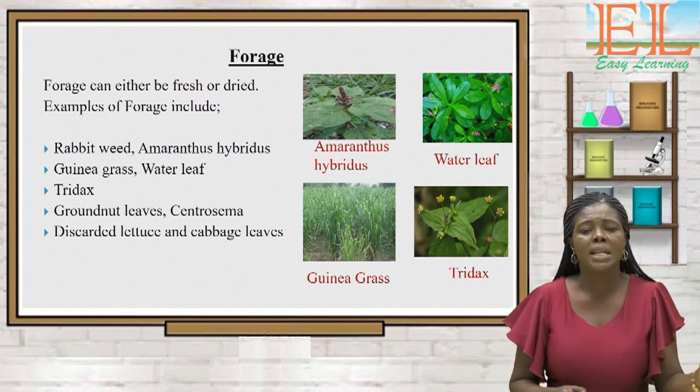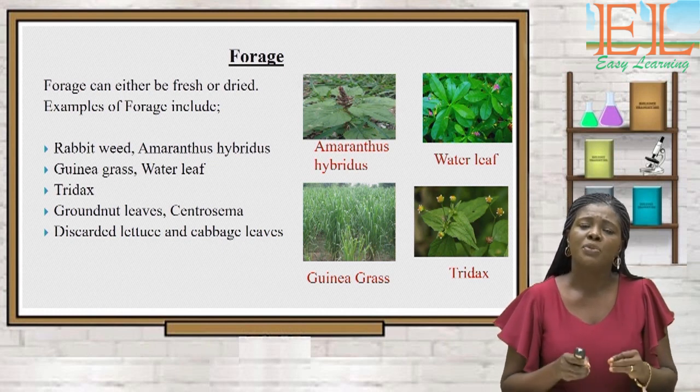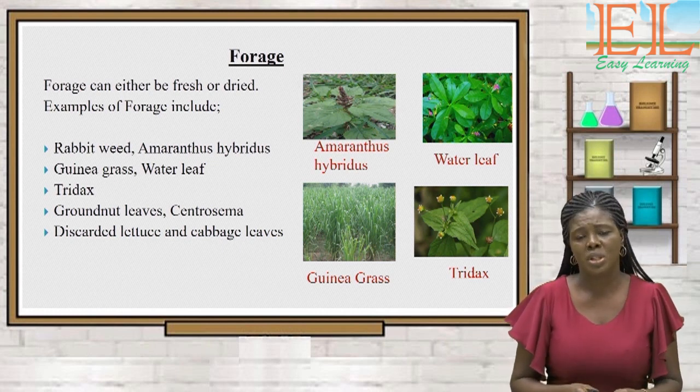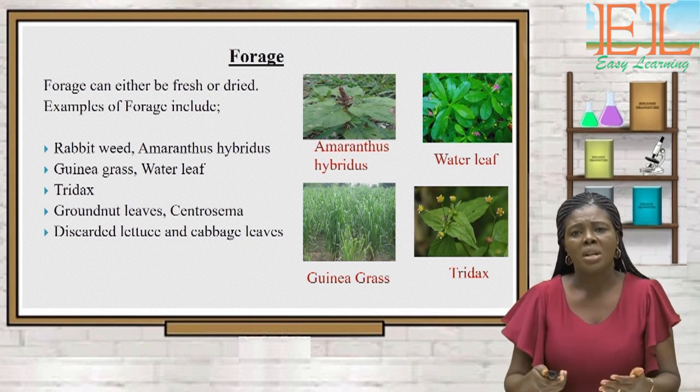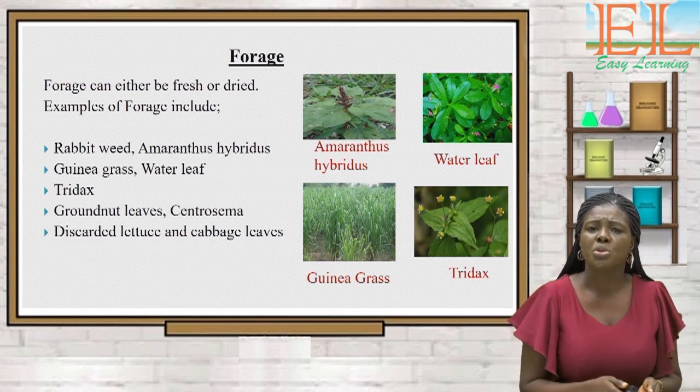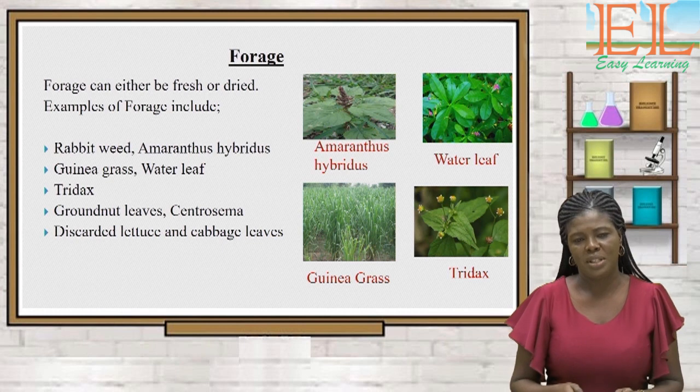For the discarded lettuce and cabbage leaves, the vegetable sellers most of the times find it difficult to dispose of it. So what can you do? You go to them, you ask, they will give it to you. When you bring it home, you wash it nicely and you can use it to feed your rabbits.